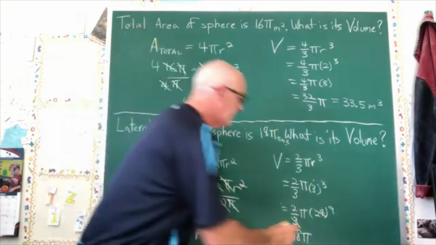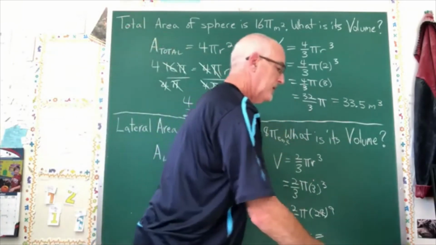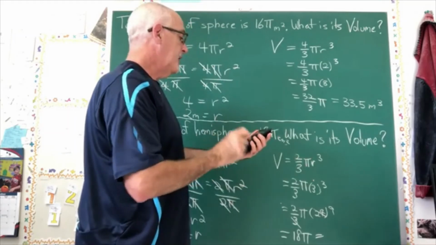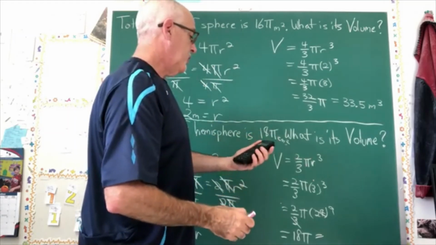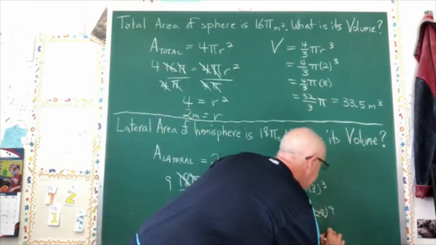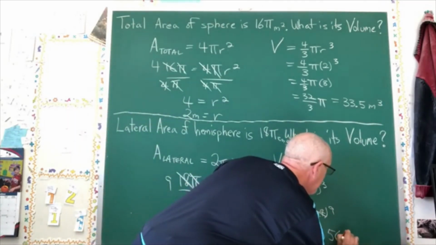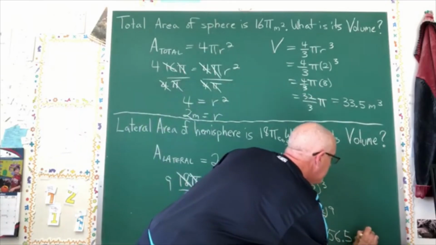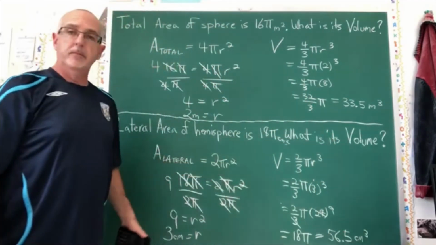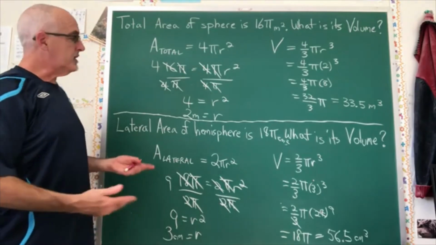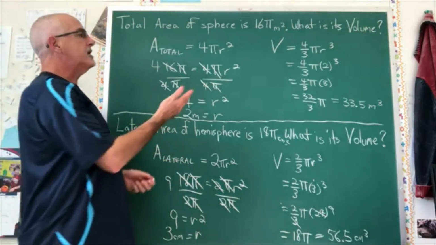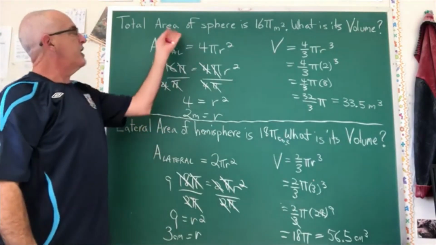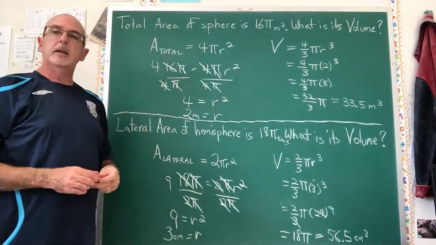And if I want decimal mode, that's going to be equal to 18 times pi, 56.5. We had centimeters, so this is going to be centimeters cubed as my final volume. This is how we deal with the extra step that is required when, instead of being handed the radius or a diameter for a sphere or a hemisphere, we're given an area instead. That is today's Daily Dose of Math.